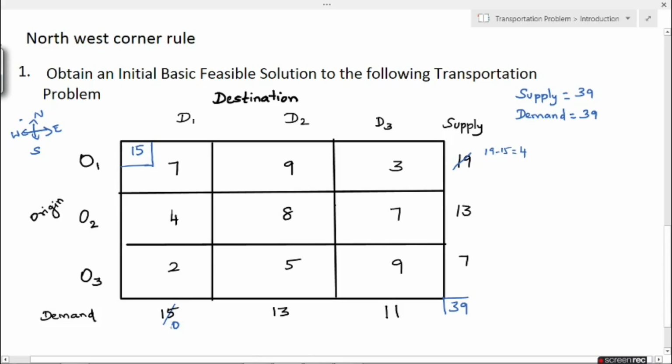So here demand value is 0 and supply value is 4. So this allocation 15 satisfies the demand of D1 because this value is 0, right? So now we have to cancel this corresponding column. If demand value is 0, we have to cancel the corresponding column. Suppose if supply is 0, we have to cancel the corresponding row. So in this, demand is 0, so we have to cancel the corresponding column.